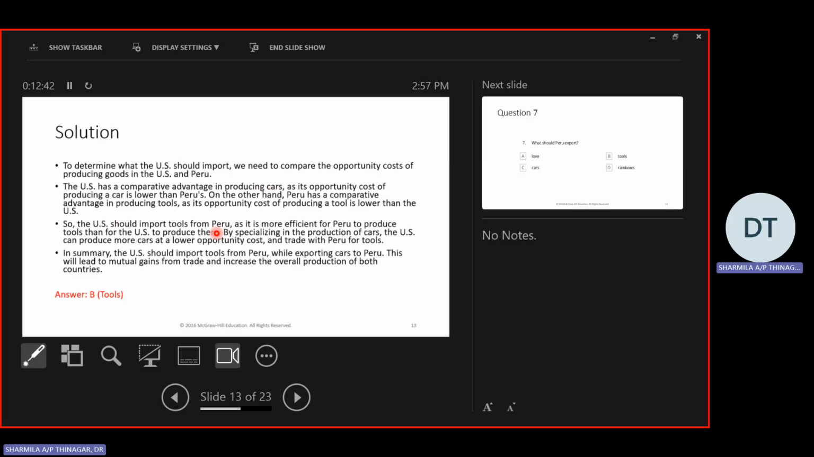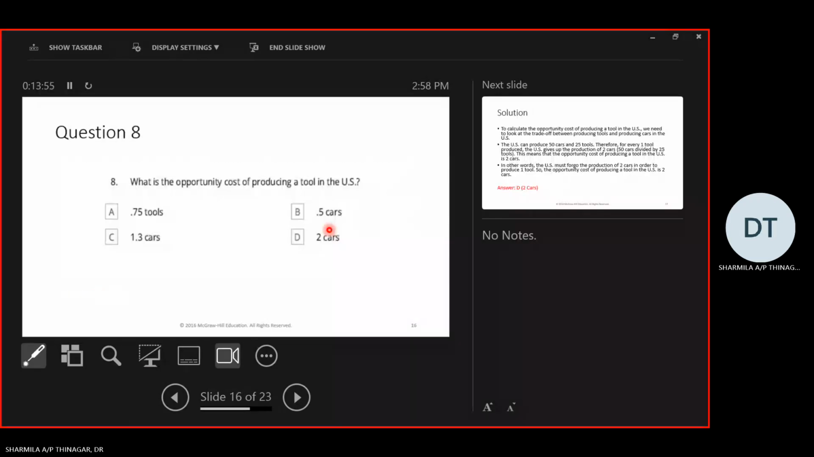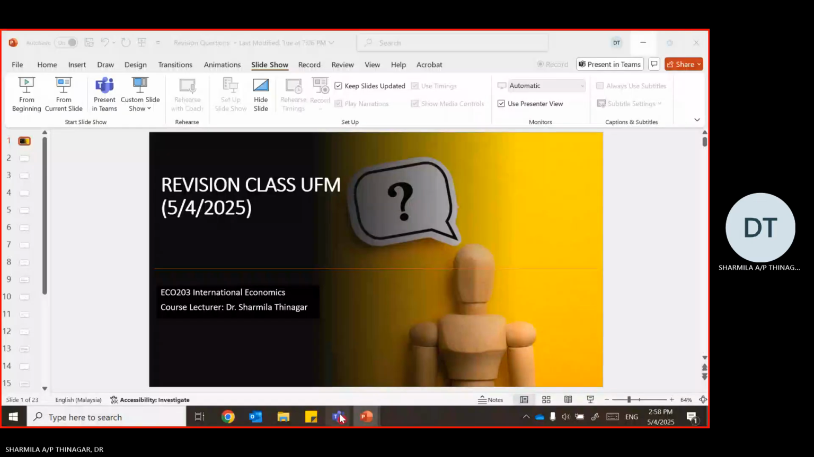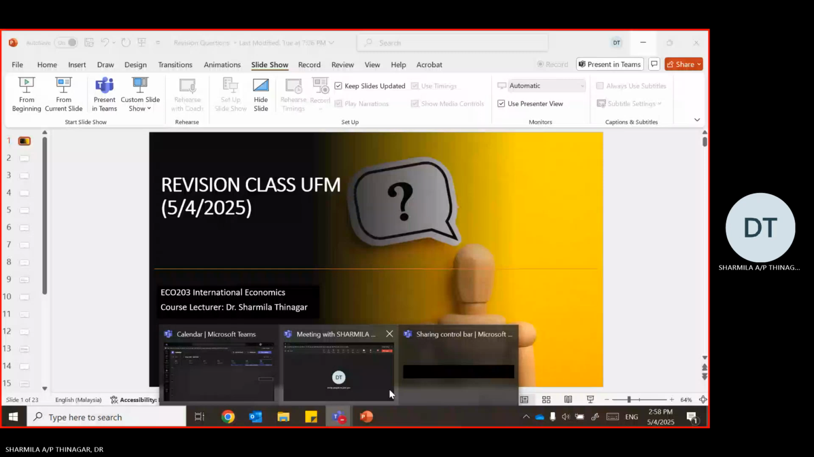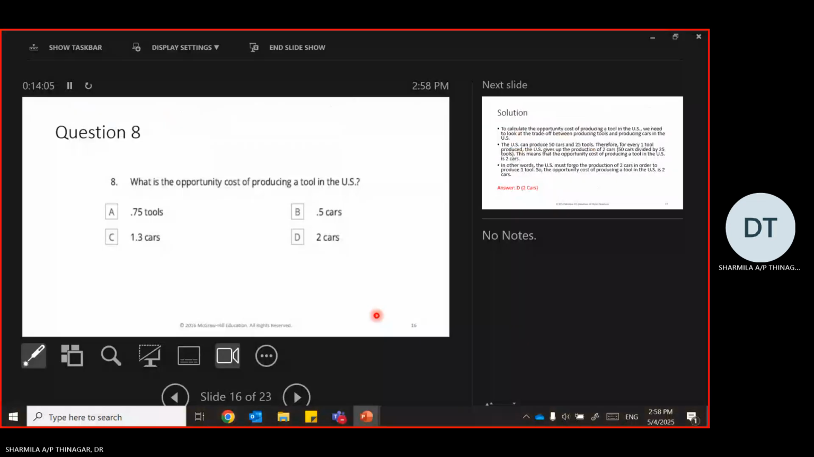A tool in US. What is the opportunity cost of producing a tool in US? This one you have to calculate lah. Or you already calculated earlier, you should know the answer.